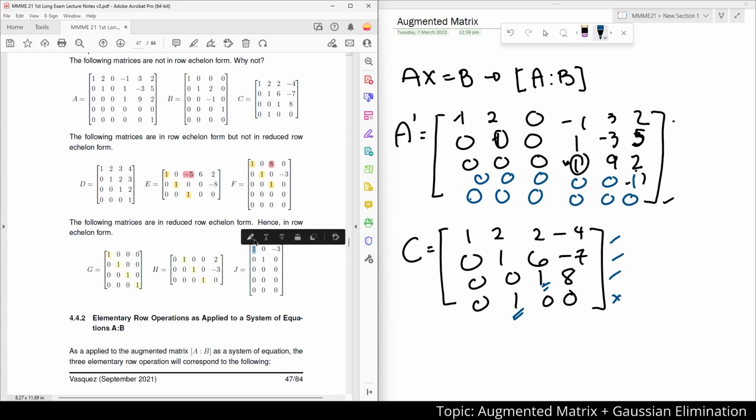And for this one as well, kita natin, meron tayong dalawang leading entries sa J. This one in the first column, and this one in the second column. 0 lahat sa first column, 0 lahat sa second column except for the ones. Sa third column natin, wala naman tayong leading entry kasi puro 0 na lang yan. So, pwede na tayong magkaroon ng value dyan na non-zero, which is itong negative 3. So, this is still in reduced row echelon form. Okay?